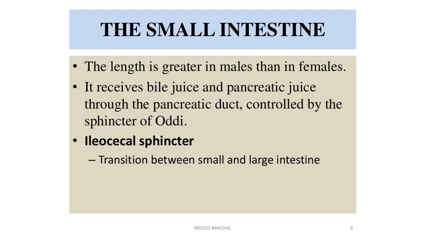The length is greater in males than females. The small intestine receives bile juice and pancreatic juice through the pancreatic duct, controlled by the sphincter of Oddi. The junction between the small intestine and the large intestine is the ileocecal junction, which is controlled by the ileocecal sphincter.